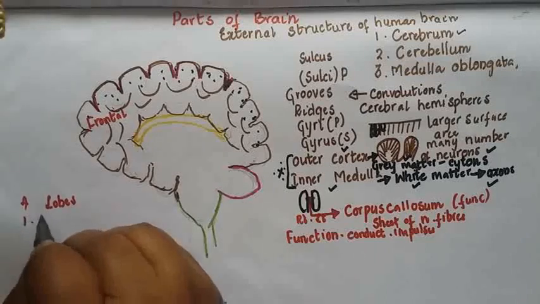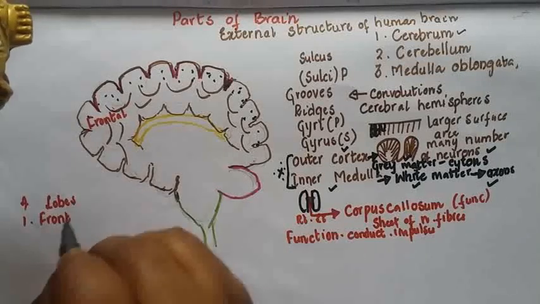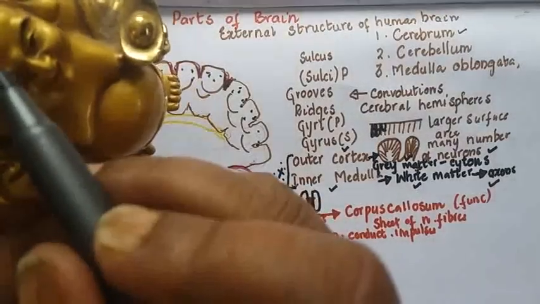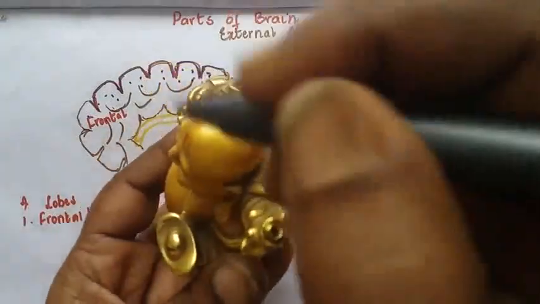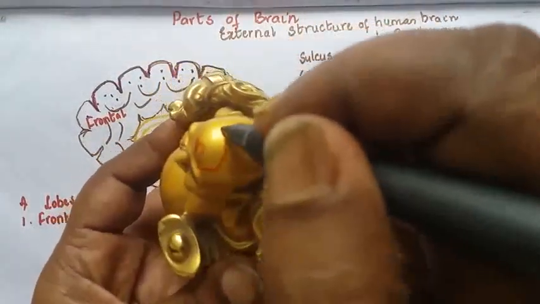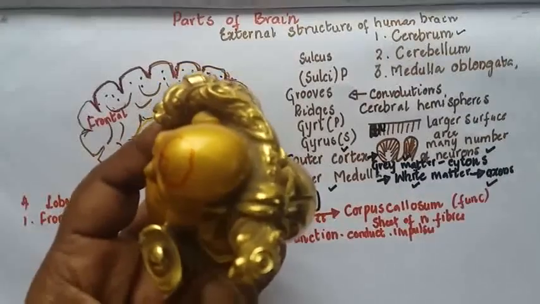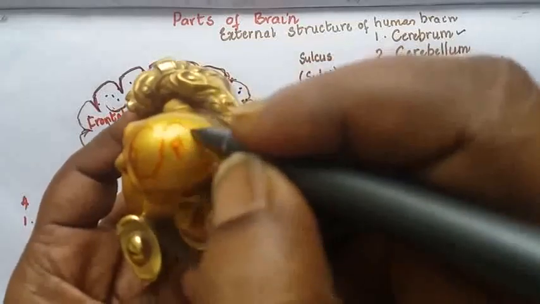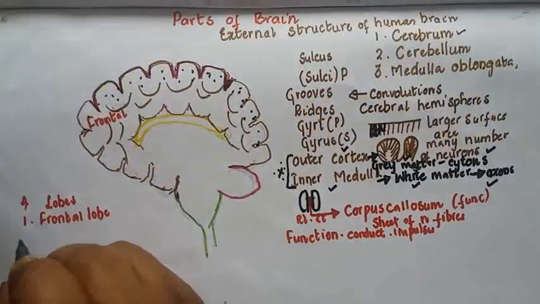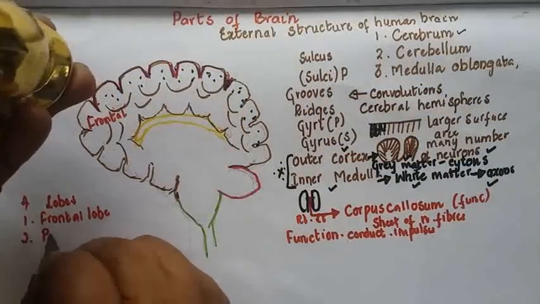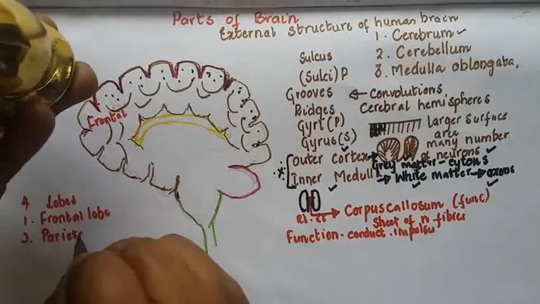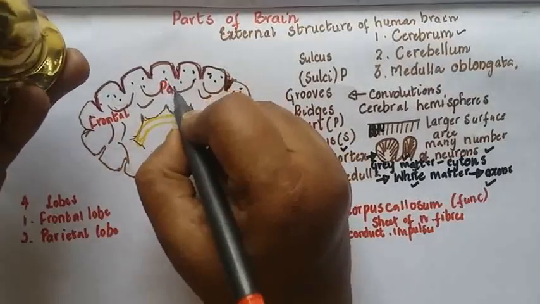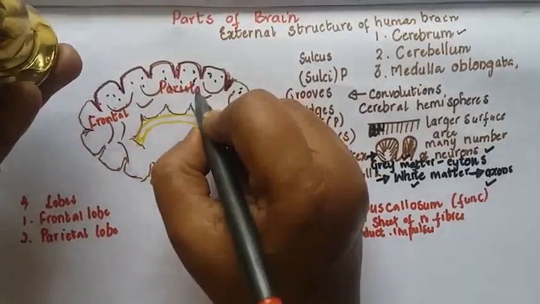The first lobe is known as the frontal lobe, right? So where do we have the frontal lobe? We have the frontal lobe very close to the forehead. Just behind the frontal lobe, we find one more region, and this region we call the parietal lobe.